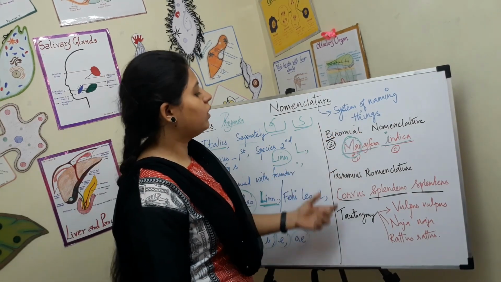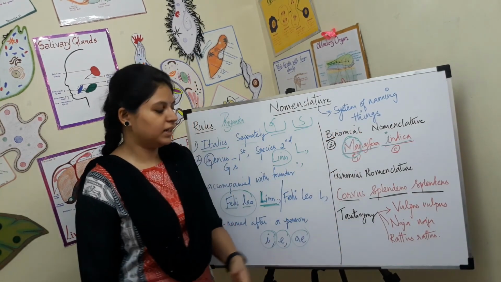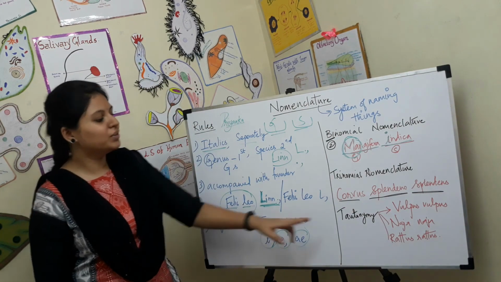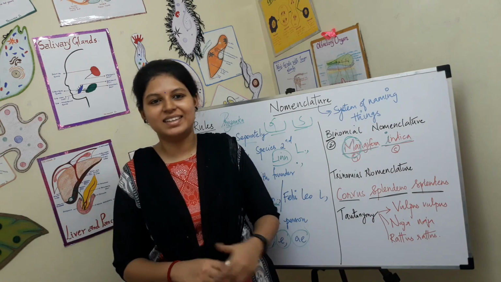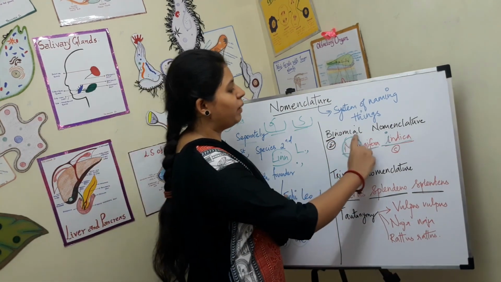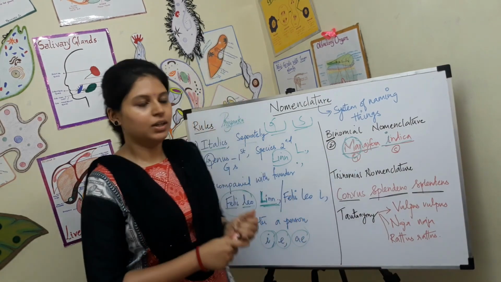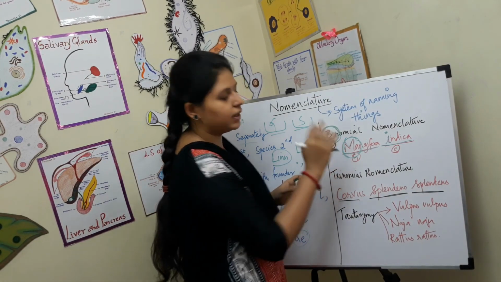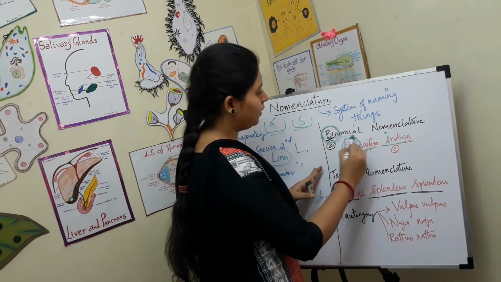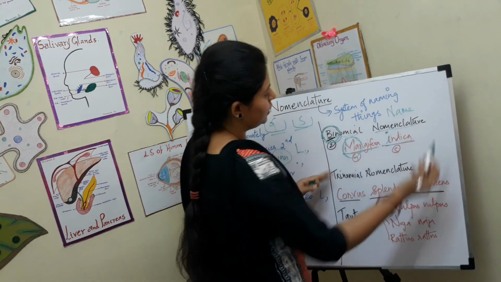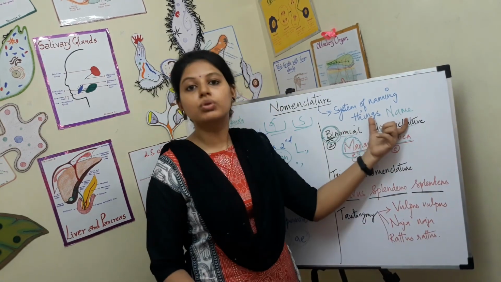First is binomial nomenclature, trinomial nomenclature, and then tautonymy. In this whole chapter, I found tautonymy to be very interesting. It is actually fun, so we'll move on to it later. First is binomial nomenclature. The term bi means two, so binomial nomenclature means two names.